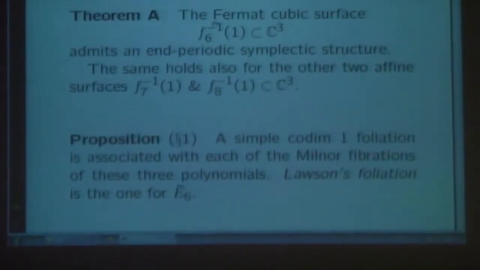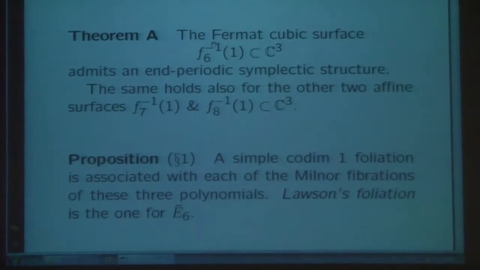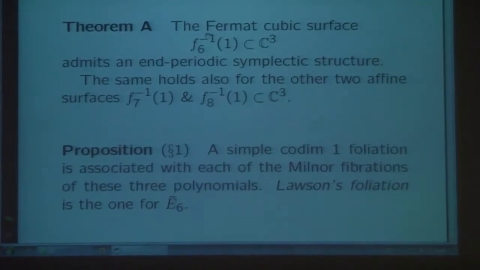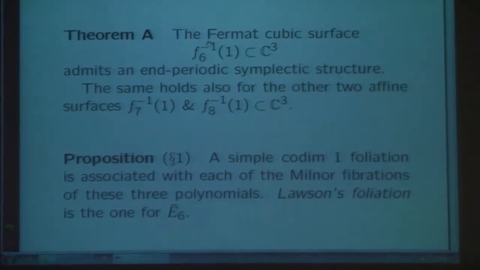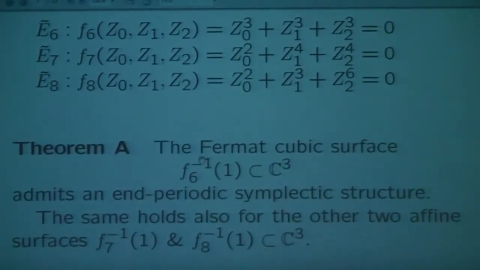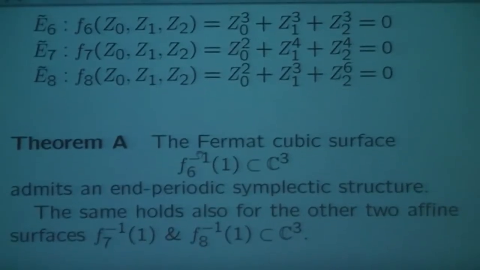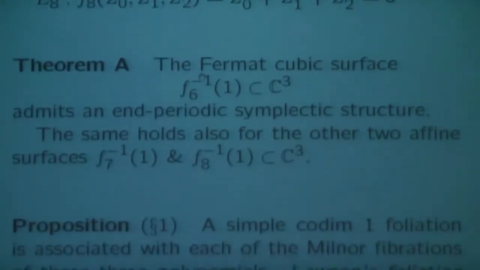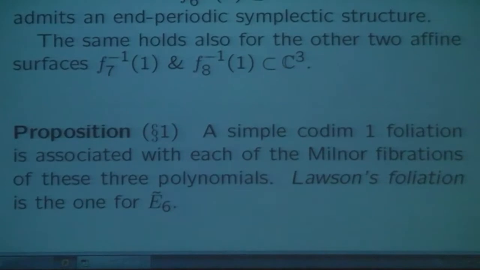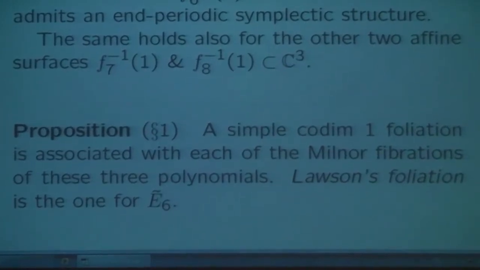But in the higher dimensional case, it is highly non-trivial to construct such a foliation. And for those three polynomials and the Milnor fibrations for these singularities, it is known that we can quite easily associate a foliation. That is the real part of Lawson's work around 1970. And so we have foliations associated to those singularities.